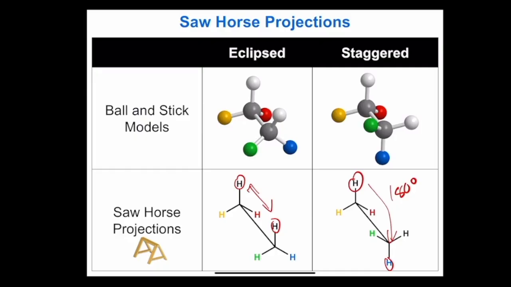The thing I want to mention, though, is do not mix. You do not mix different formalisms. If you're drawing in sawhorse projection, you're not going to add wedge and dash bonds to this. Wedge and dash is specifically for 2D line bond structures where you're looking side on to it. Sawhorse is meant to say, look, we're already putting perspective into it by how we've chosen to draw these things.